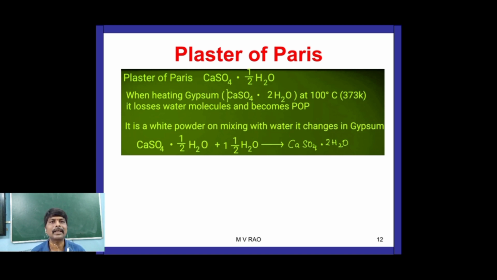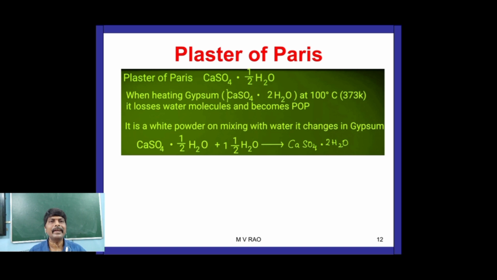How to get this plaster of Paris? You take gypsum. What is the formula of gypsum? CaSO4·2H2O. When heating gypsum at 100 degrees centigrade, it loses 3/2 water molecules and becomes plaster of Paris, still containing half a water molecule. What is the formula? CaSO4·½H2O.